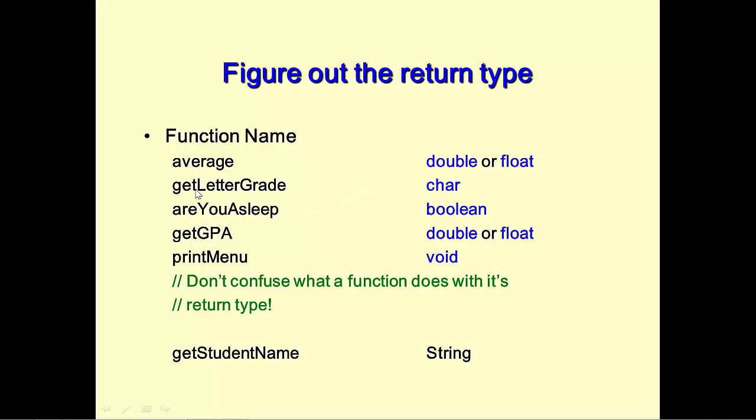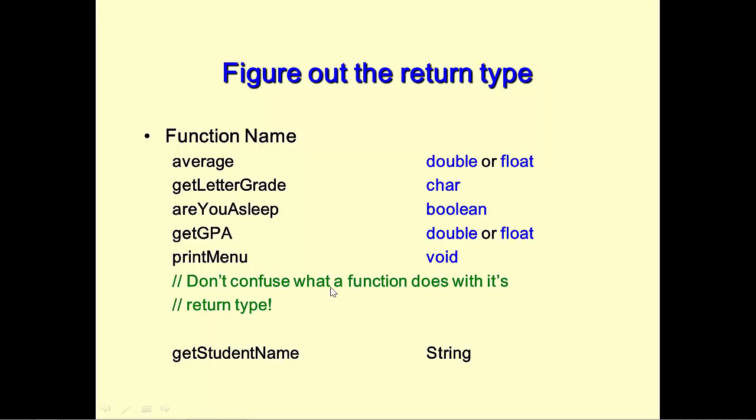Okay? Get letter grade might return us a char, A, B, C, D, or F. Are you asleep? If that was a function that we had, it would return us a boolean. Get GPA might return us a double or a float. And again, notice that it's not returning us an int. And then this one's always confused students here, print menu. So if we wanted to write a function that would print a menu to the screen, notice that the return type is void.